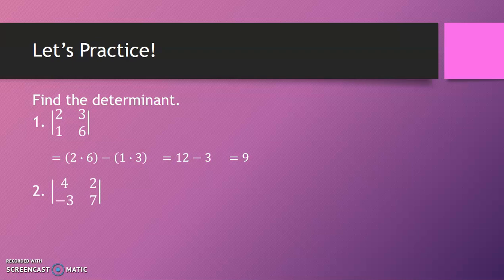For this next one, I have 4, 2, negative 3, and 7. The setup looks exactly the same. 4 times 7 minus negative 3 times 2. And so I have 28 minus a negative 6. And if you remember, anytime you see a double negative like that, you end up adding it. So it's really 28 plus 6, which is 34.